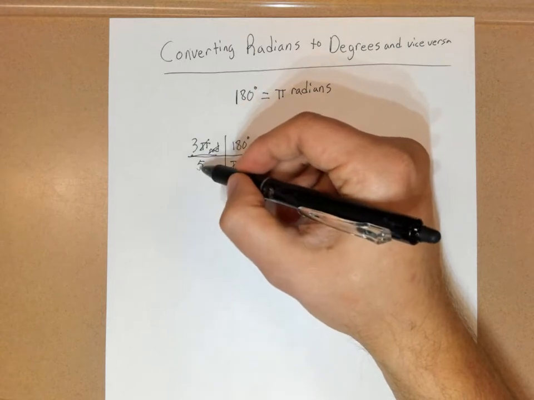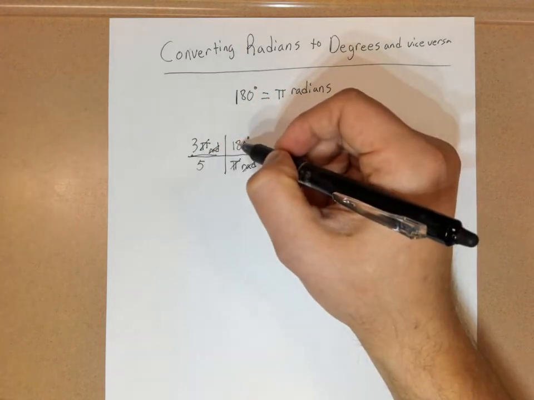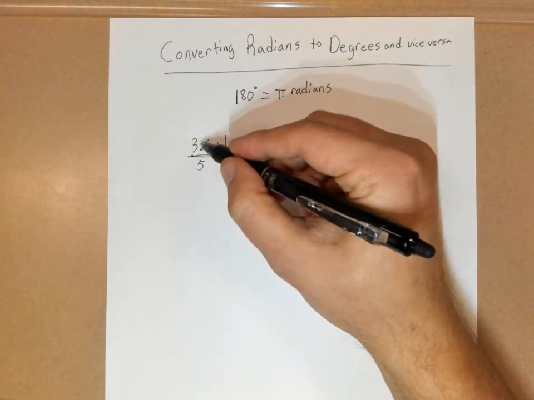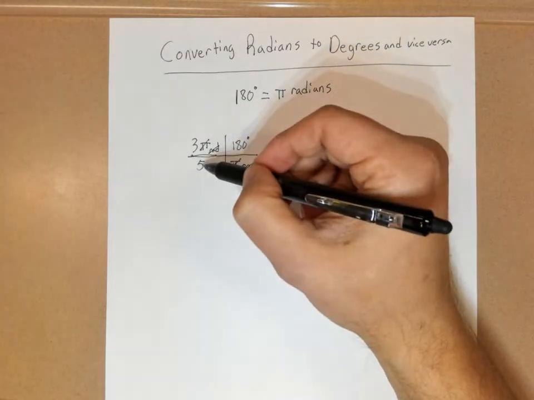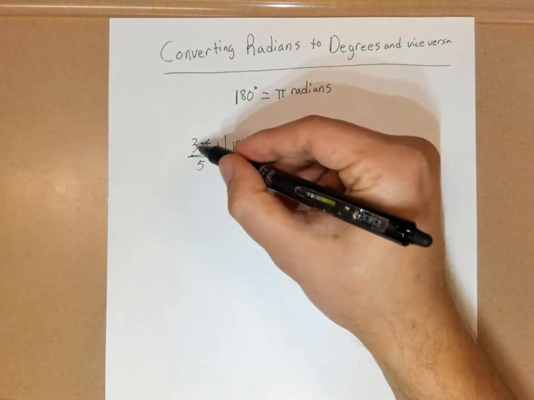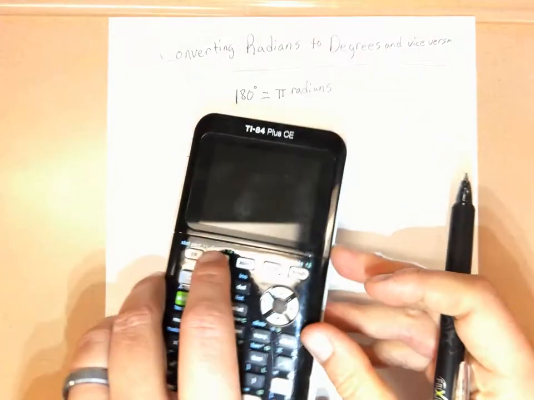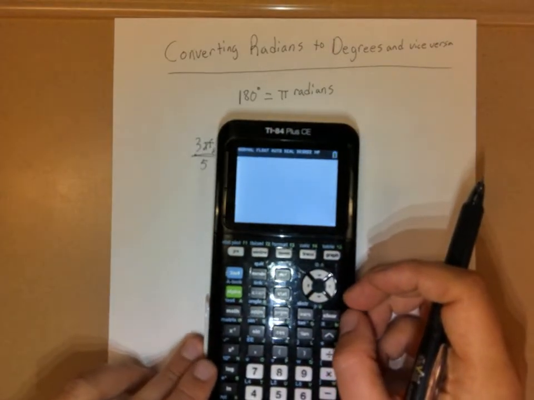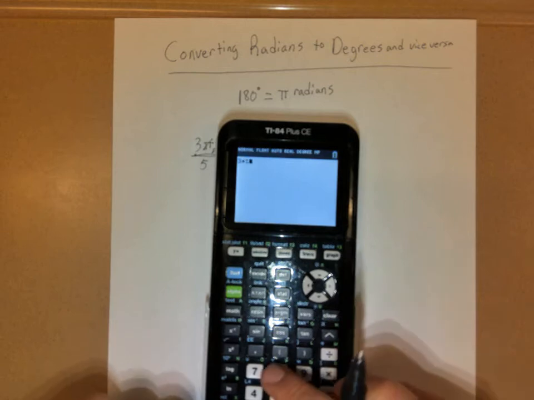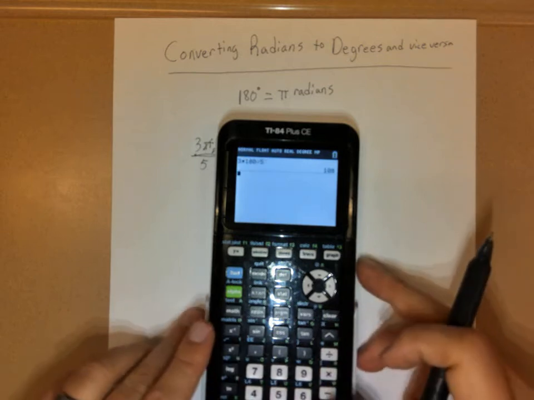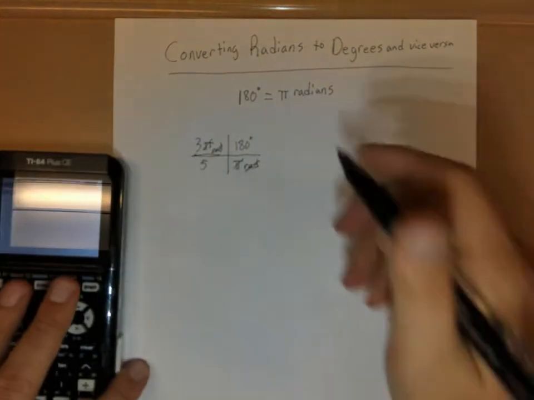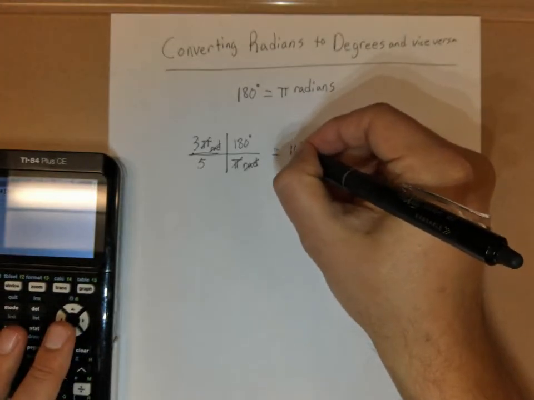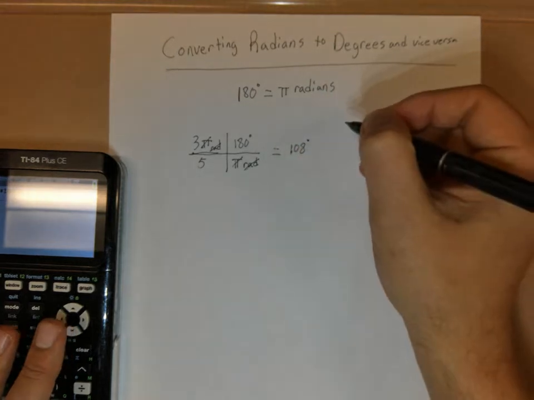So it'll be 3/5 times 180. Really, the order doesn't matter since it's all multiplication and division anyway, so you could do 3 times 180 divided by 5. You could do 180 divided by 5 times 3. Regardless, if I get my calculator here, I can type in 3 times 180 divided by 5, and you should get a final answer of 108 degrees. So 3 pi over 5 is equal to 108 degrees.